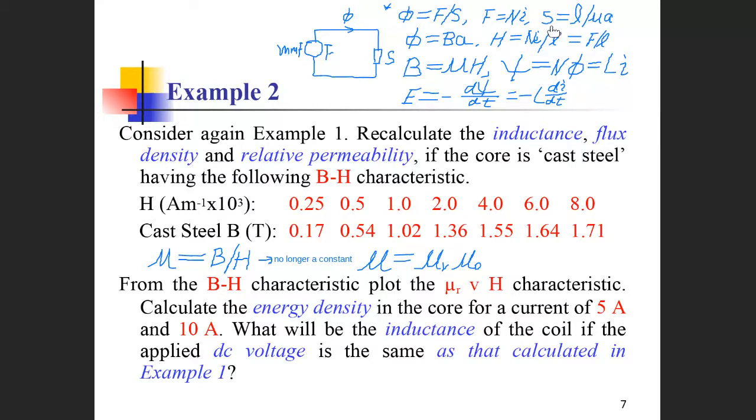Therefore, you have to determine the reluctance S. For a different mu, the reluctance will be different, so the flux phi will be different. While in a DC circuit, for different voltage, the resistance does not change, and the current can be easily calculated. So here, this is the difference.